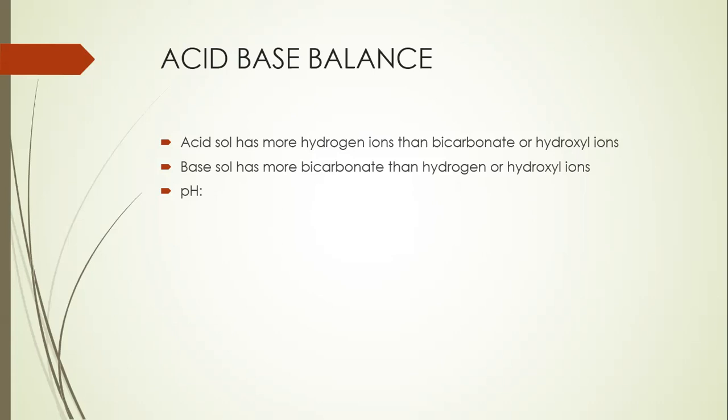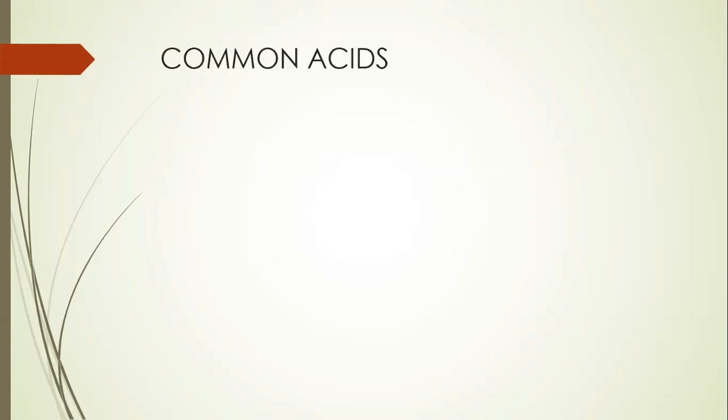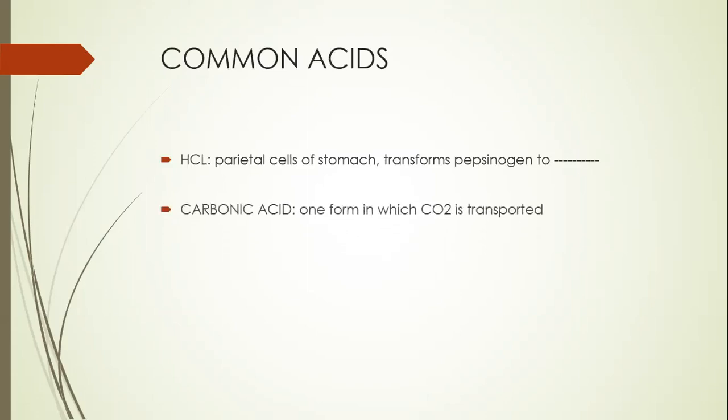The body will, in any manner, try to maintain the pH of the blood within 7.35 to 7.45. So if there is a shift from this, it leads to acid-base imbalances. So the common acids: hydrochloric acid, which is produced by the parietal cells of the stomach.